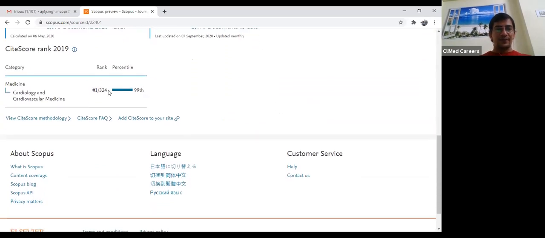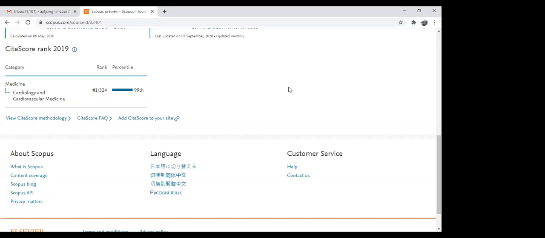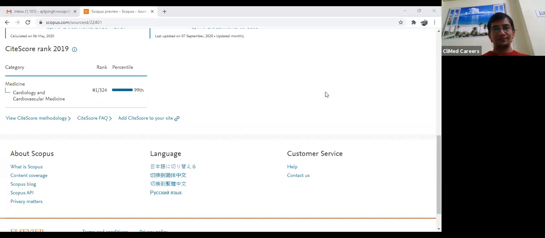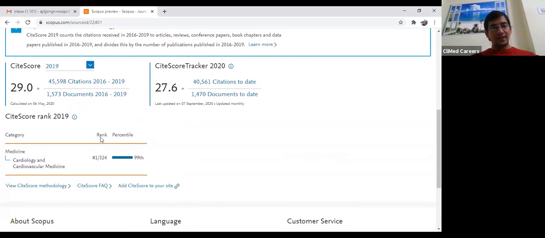So yeah, now here is rank. The rank of the journal is number one. This is the number one in this subject area, and it is in the 99th percentile, meaning a Q1 journal. This is a Q1 journal. Okay, how to search the Q1 and Q2 journals, I'll show you that also.